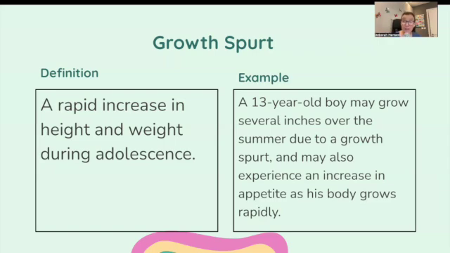I'm a mother of 2 boys. I can attest to this. My fridge would empty very quickly during growth spurts.